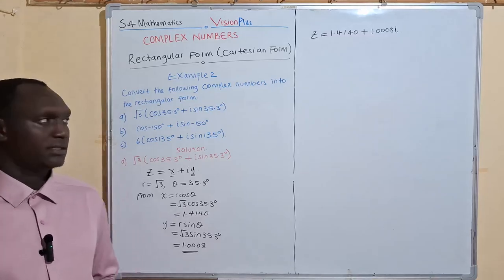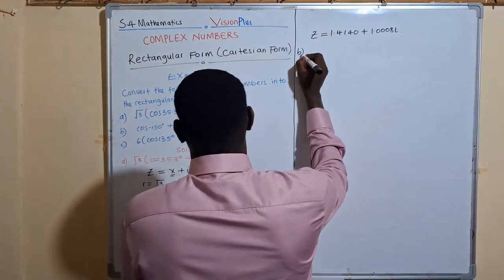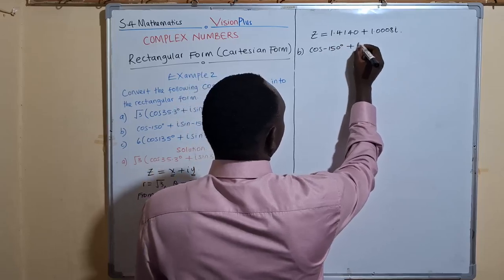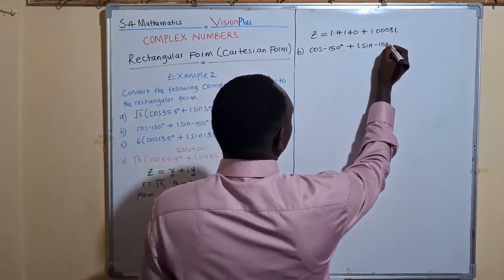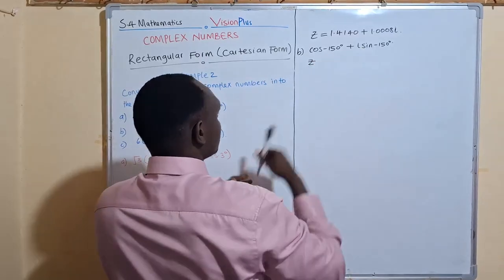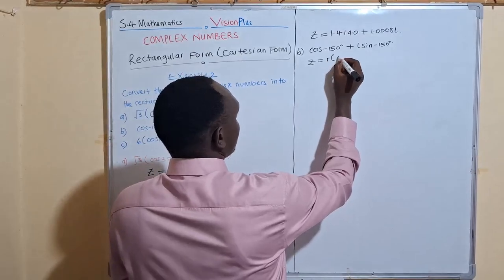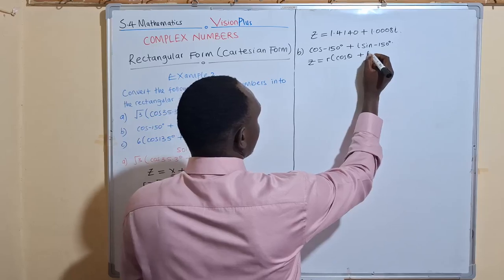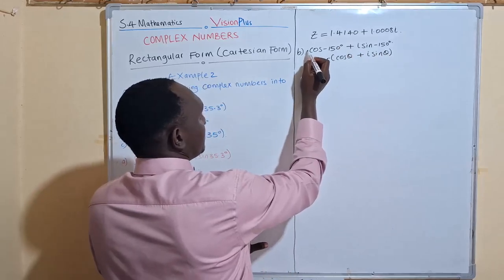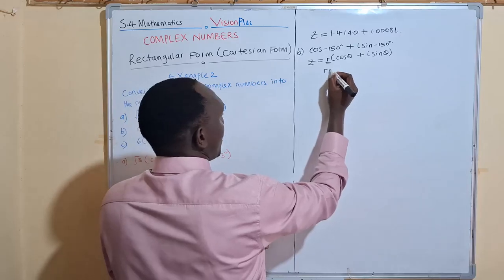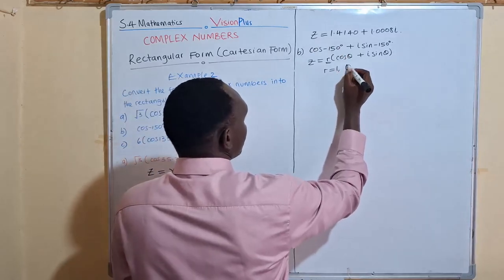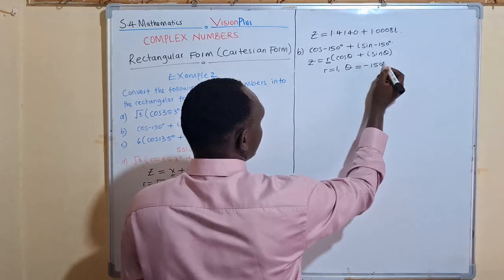And then going to part B. Part B says that we are given a complex number cosine of negative 150 degrees plus i sine of negative 150 degrees. This is the polar form, and we know that the polar form is generally r times cosine of theta plus i sine of theta. But if you look here, there is no value given. That implies that r was 1, so that any number times 1 is that number. So our r is 1. Our theta here is negative 150 degrees.